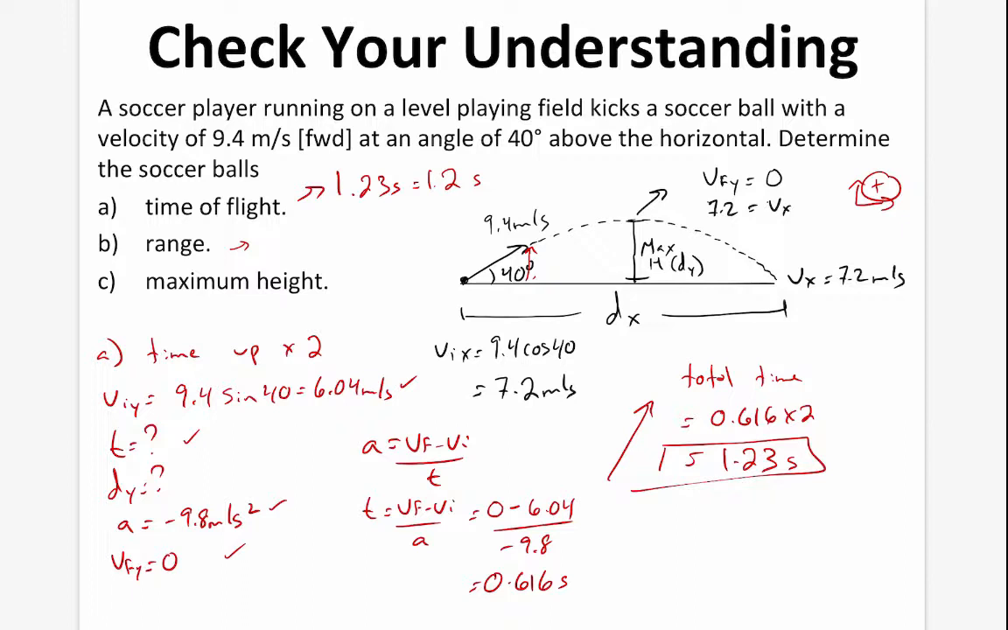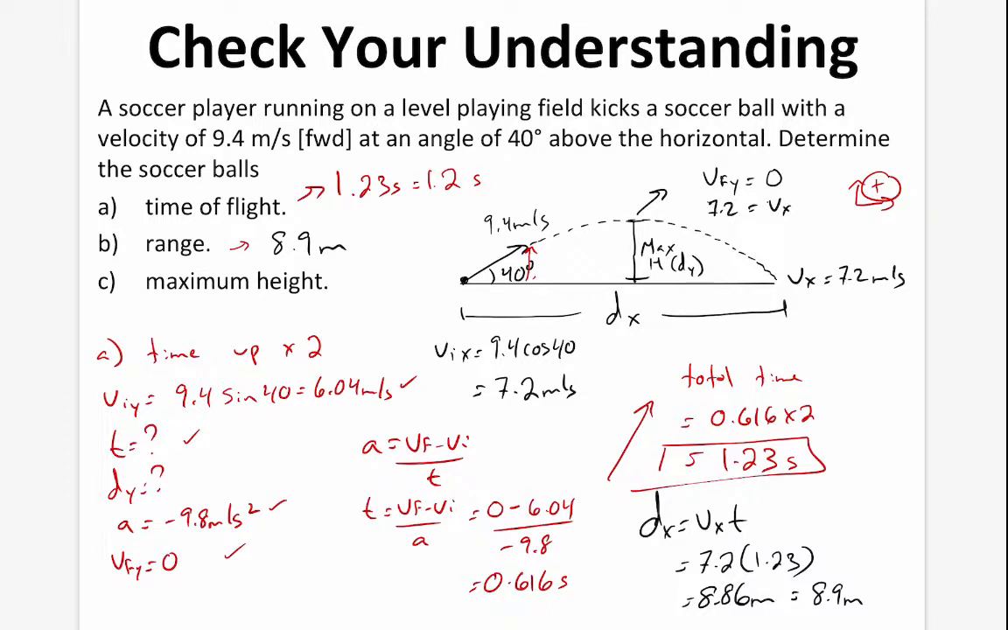Now range, that's going to be our dx. To find dx, we're going to take Vx times total time. Our Vx is going to be the number that we came up with before, the 7.2. 7.2 times the total time, 1.23, and that equals 8.86 meters. Now, of course, we need 2 sig digs like we were talking about before, so we're going to say 8.9 meters.